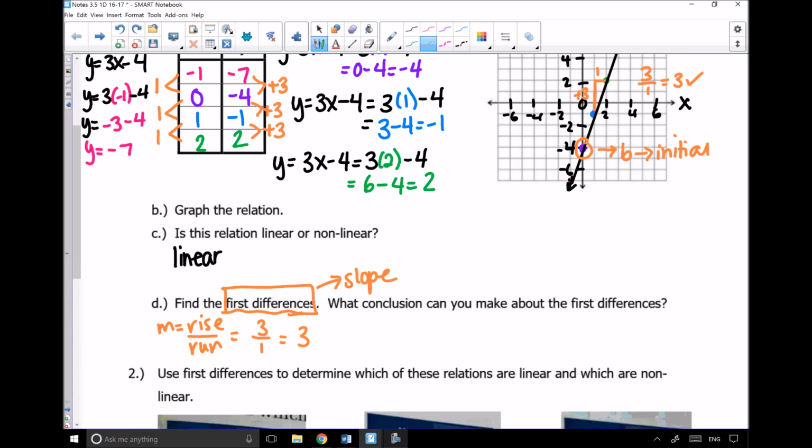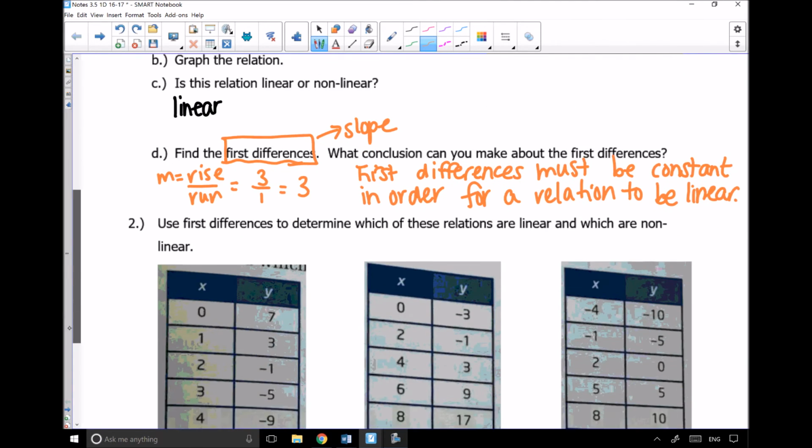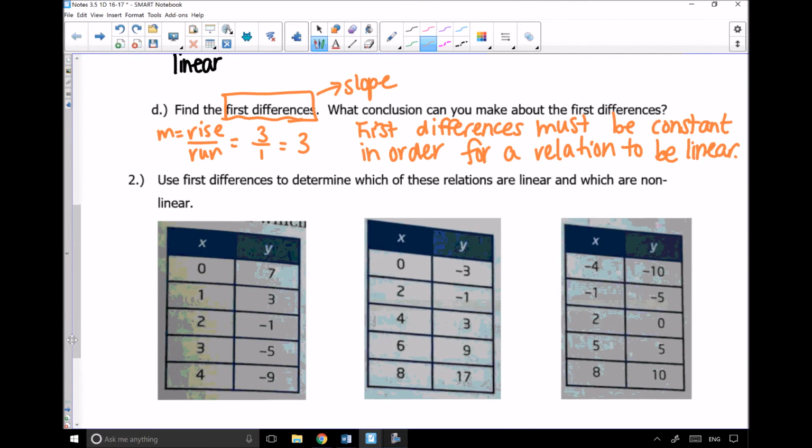So what conclusion can you make about the first differences? First differences must be constant. What does the word constant mean? It means it has to be the same. So first differences must be constant in order for a relation to be linear. Essentially, you're just finding a slope because the slope is always constant, okay? So once we get that down, let's take a look at question number 2.